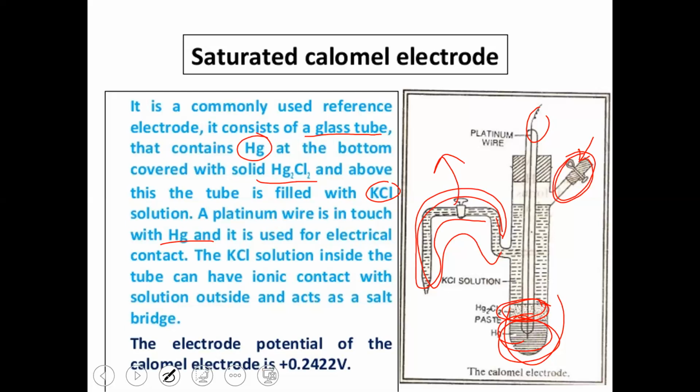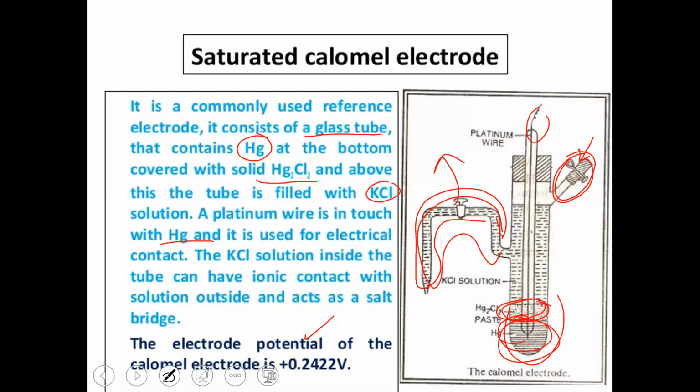By using this reference electrode, we can easily determine the electrode potential of another single electrode. Normally, the electrode potential of the calomel electrode is 0.2422 volts. So this is the construction of the calomel electrode.